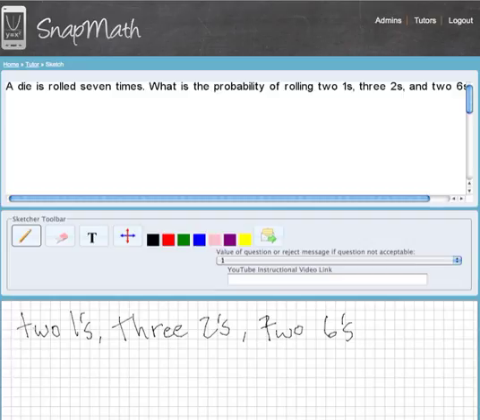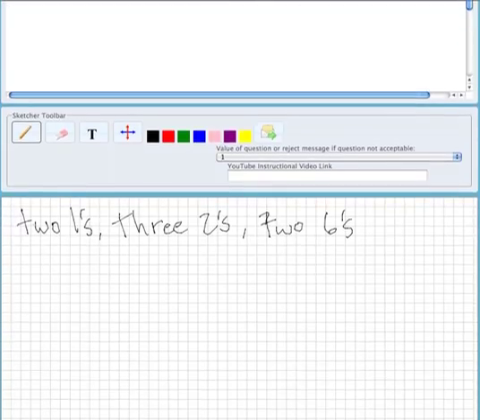So what we have here is we're trying to find the probability of rolling a die 7 times to get 2 1s, 3 2s, and 2 6s.